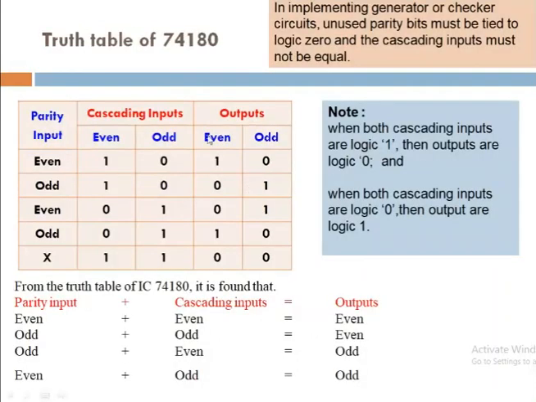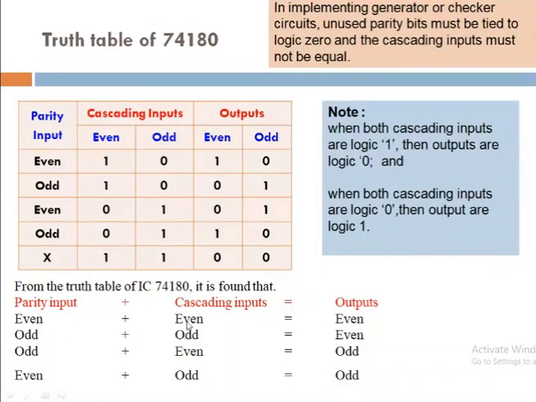Now this is the truth table. Observe first the parity inputs, either even or odd. Forget about the cascading inputs for now. Okay, now observe here. You can have even, so 1. If it is odd, then 0. You can reverse the logic, no problem. From this truth table, this is the truth table for the 74180. We cannot change this truth table, this is a standard truth table. So the logic implemented in this truth table is this one.